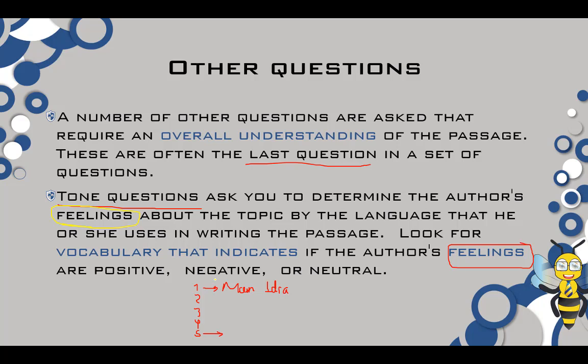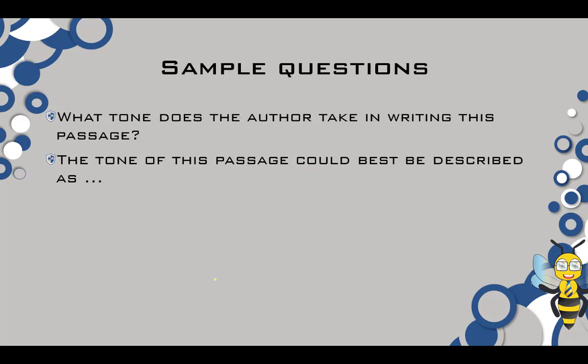They are not about the main idea. They are about the position of the author. Okay, what does the author think, or what's his opinion? For example, it could be like, what tone does the author take in writing this passage? And the tone could be like aggressive or passive or things like that, okay? Or the tone of this passage could best be described as, okay, this normally is the last question in every part, in every lecture.